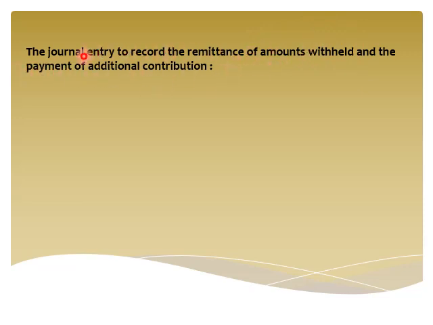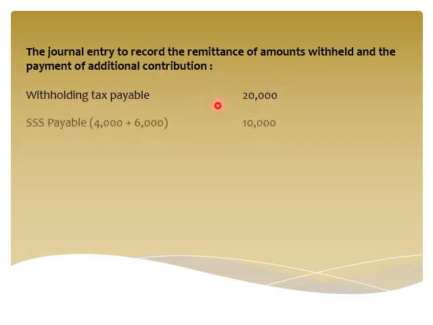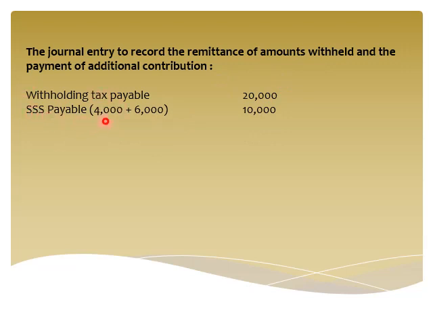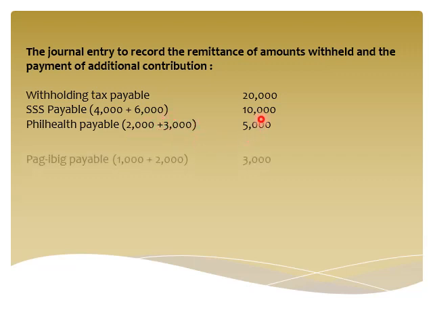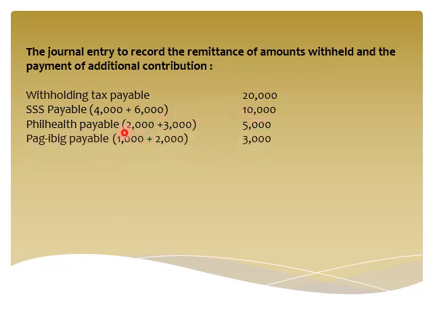The journal entry to record the remittance of the amounts withheld, the employee's contribution, and the payment of additional contribution, the employer's contribution. So we have withholding tax payable from the employee, 20,000. SSS payable, the employee's contribution of 4,000 and the employer's contribution of 6,000. So we have a total of 10,000. PhilHealth payable, 2,000 from the employee and 3,000 from the employer, a total of 5,000. Pag-ibig payable 1,000 from the employee and 2,000 from the employer. So we have a total of 3,000. And the total remitted to the Bureau of Internal Revenue, 38.